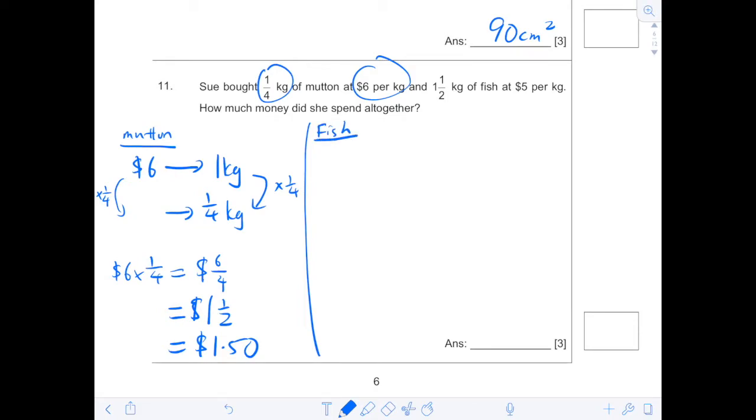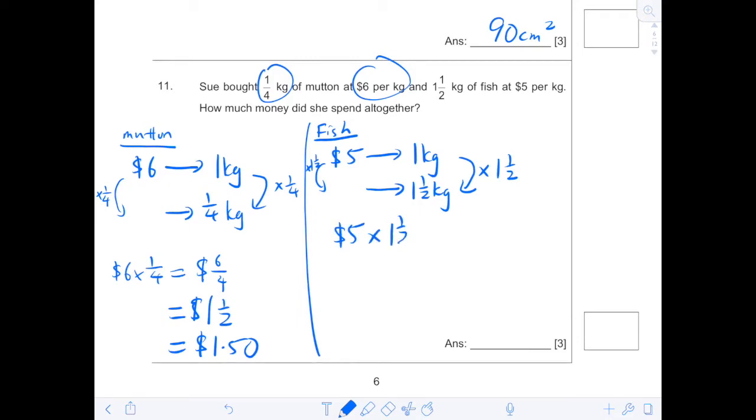Then the next one we're beginning is fish. For fish we can use the same working. So we'll get $5 for 1 kg. So now we're going to be finding what is 1.5 kg. So to get from here to here, the easy part about this is that anything times 1 is the same number. So to get to 1.5 kg, you're actually multiplying it by 1.5, because this is a 1. And here therefore you also have to multiply by 1.5 kg.